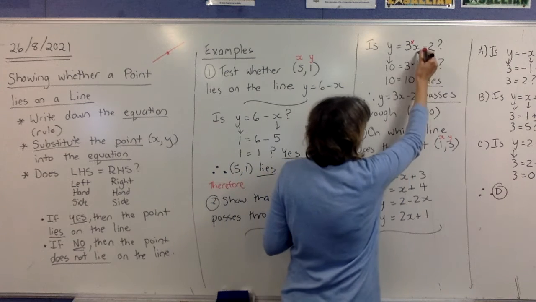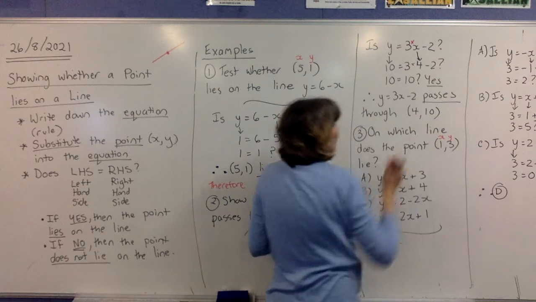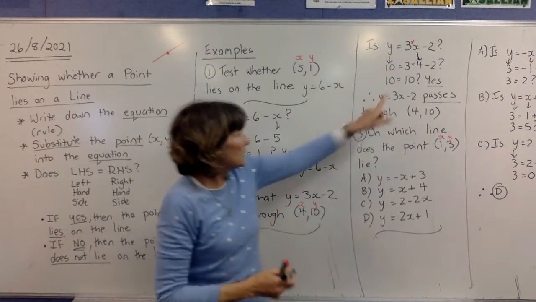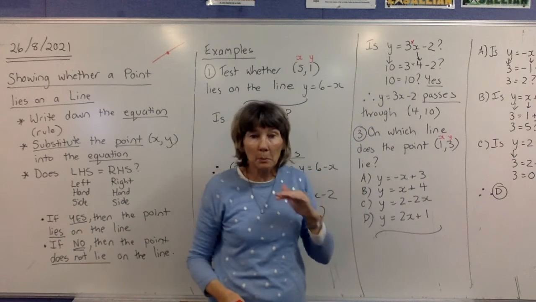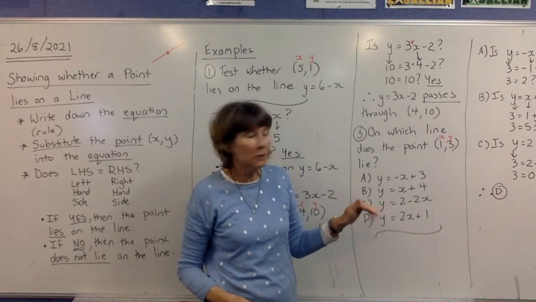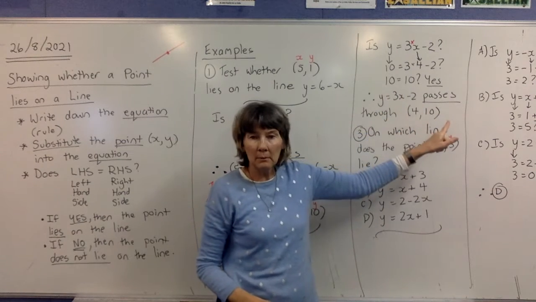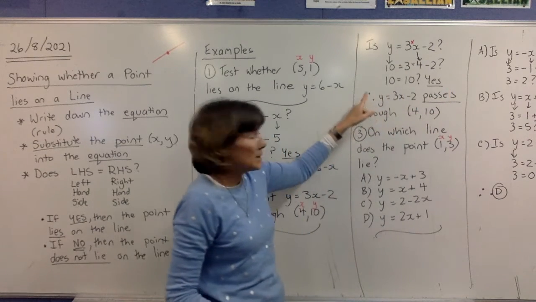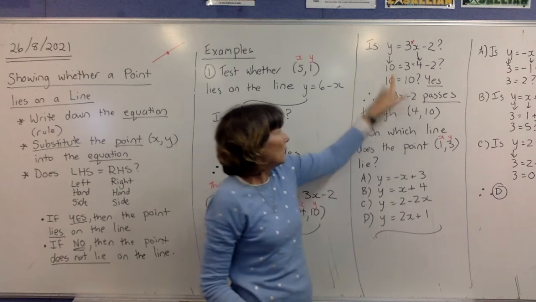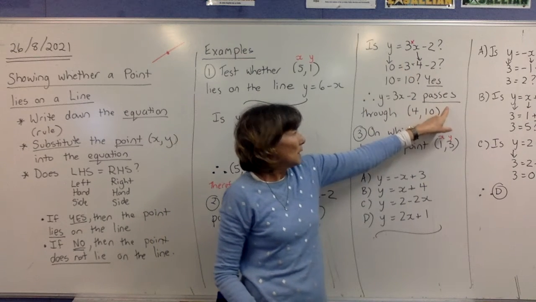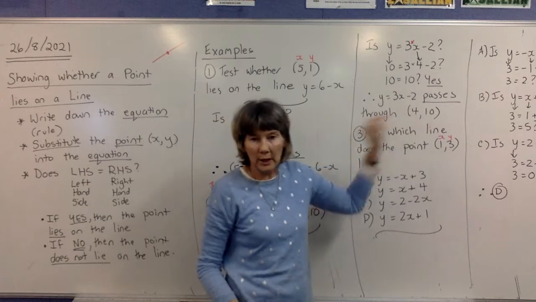10 equals 3 times 4 minus 2. Then if we work out that right-hand side, 3 times 4 minus 2, just put it in your calculator and press equals, you'll get a 10 over there. So does 10 equal 10? Yes, it does. So that means, therefore, y equals 3x minus 2 does pass through (4, 10).